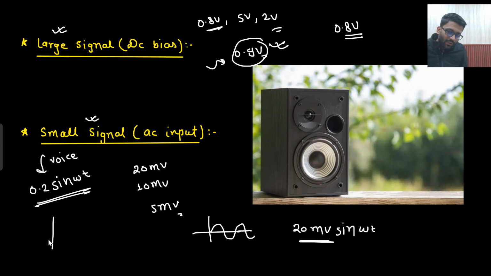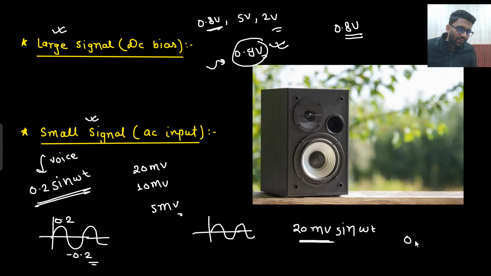Now how will my voice look? This is how my voice will look. It can go to plus 0.2, it can go to minus 0.2 as well. Now what will happen? This DC bias and this voice signal will be superimposed. Basically the total input applied to the mic will be 0.9 plus 0.2 sine omega t.